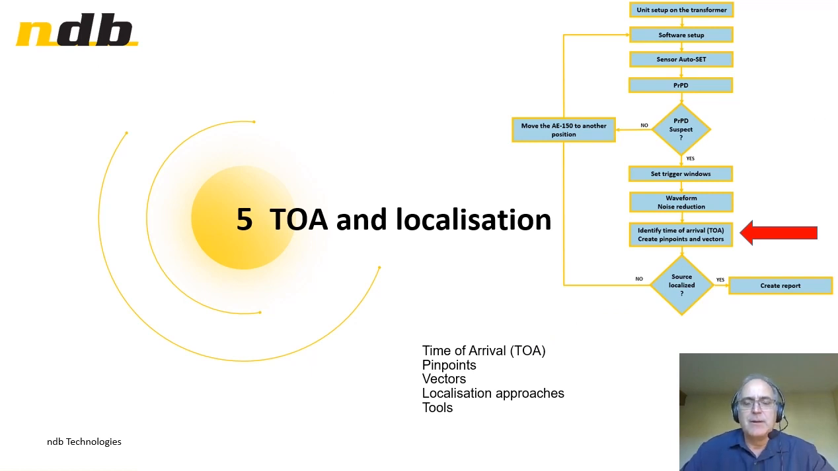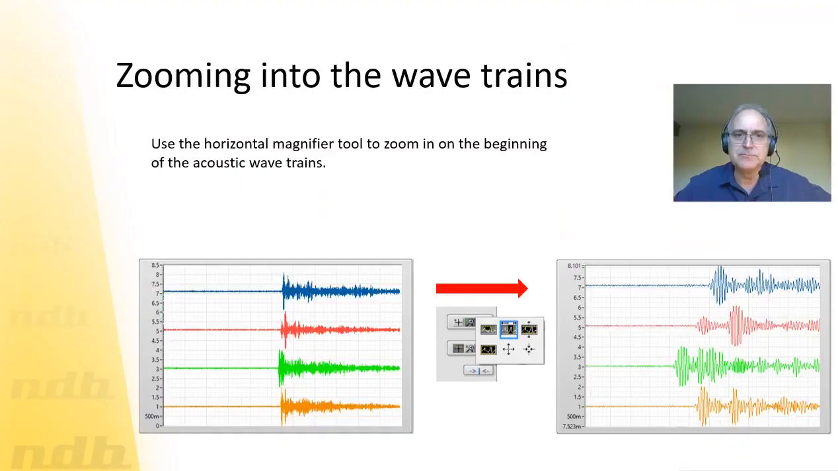So now the waveform has been denoised over here. I don't have a location right now. I set the trigger, I obtain the denoised waveform, and now I need to identify the time of arrival and create vectors and points. On the left, it's the denoised waveforms.